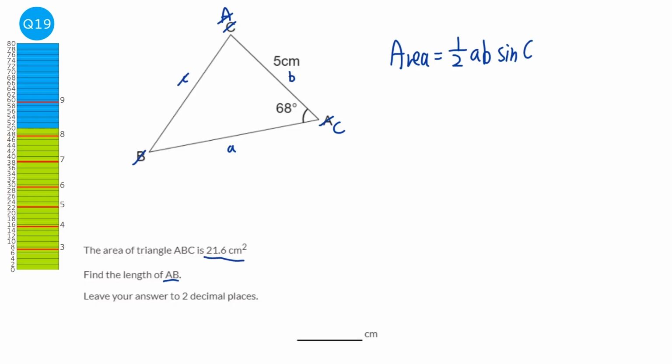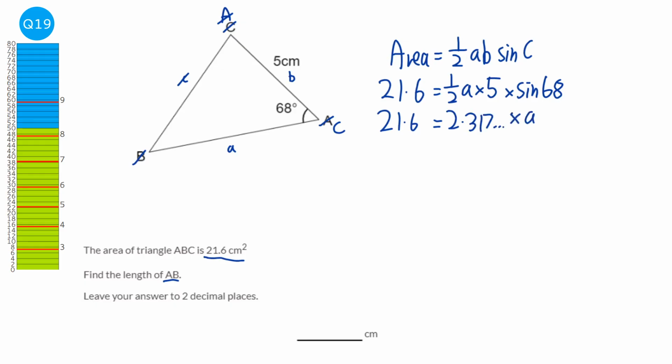The area is given to us in the question as 21.6. And we're looking for a, but b is 5 and C is 68. And so all we need to do here is rearrange all of this. We're going to start just by working out what half times 5 times sine 68 is, and that's going to be 2.317 blah blah blah. That's times a. And then we're going to do a bit of solving, because if we divide both sides by that 2.317 blah blah blah, that'll give us what a is. So when we do that, we get 9.318 blah blah blah equals a. So rounded to 2 decimal places, that's going to be 2.32.